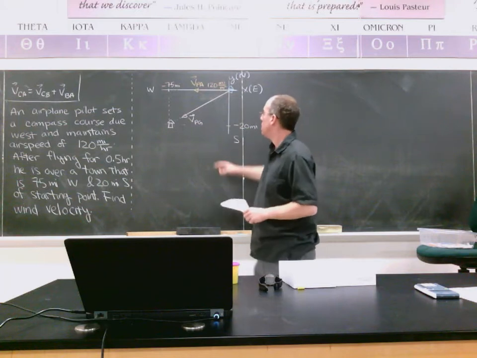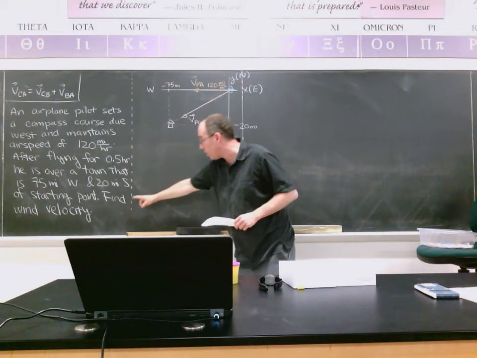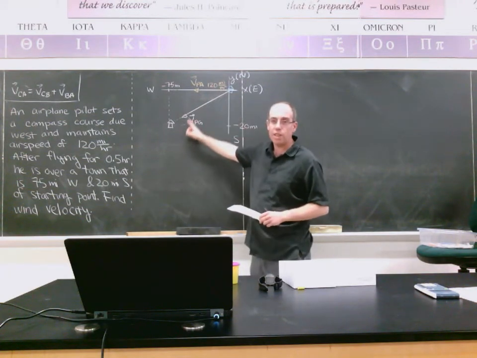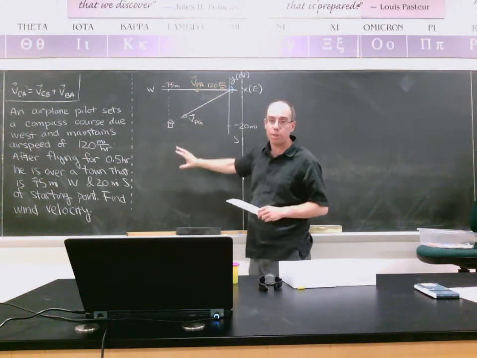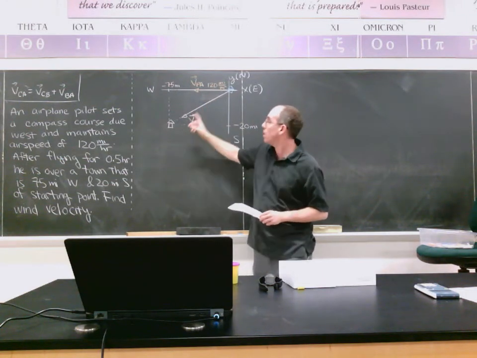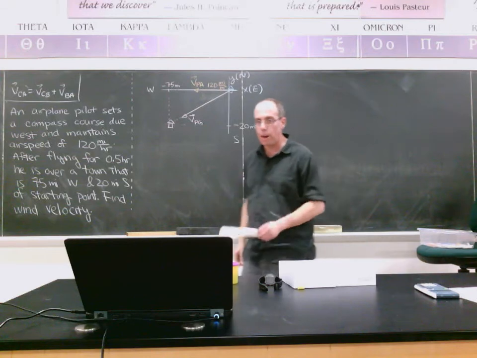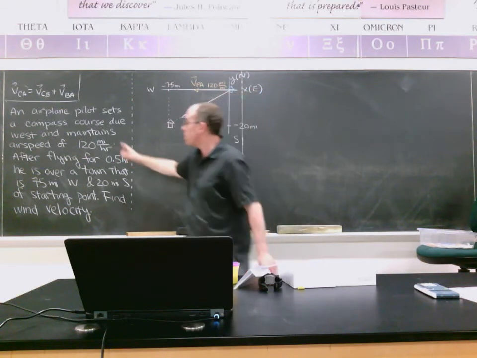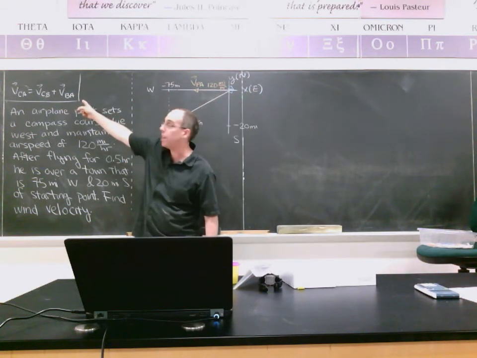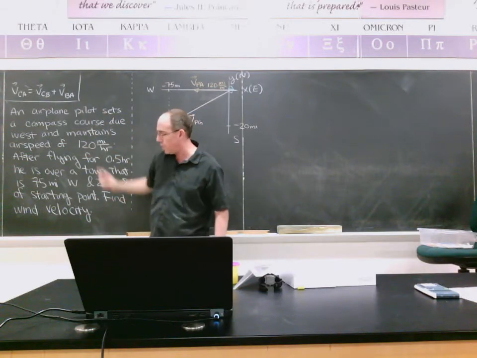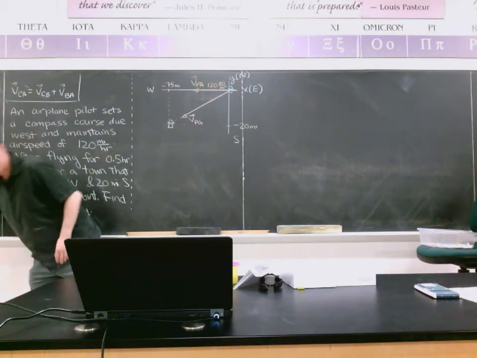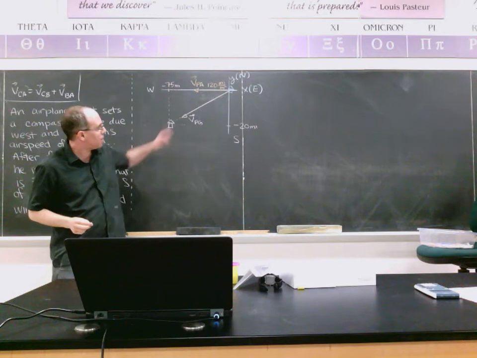Okay? Now we would like to find the wind velocity. The wind velocity is the velocity of the air with respect to the ground. Now, how can we get velocity of air with respect to the ground in this figure? Well, remember the sandwich rule that I discussed in the previous video. Okay? We can apply the same principle here.